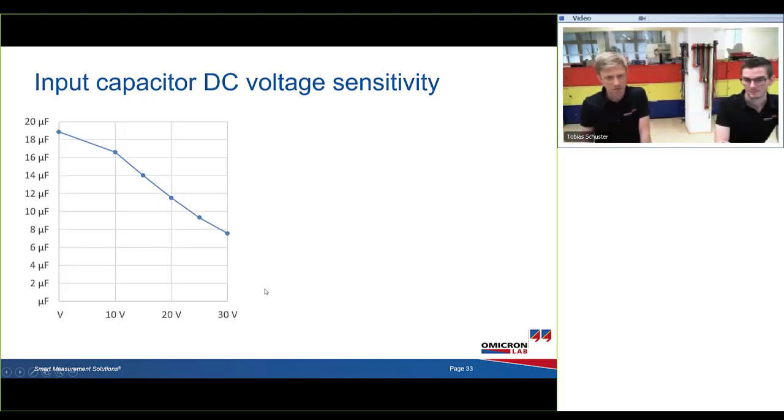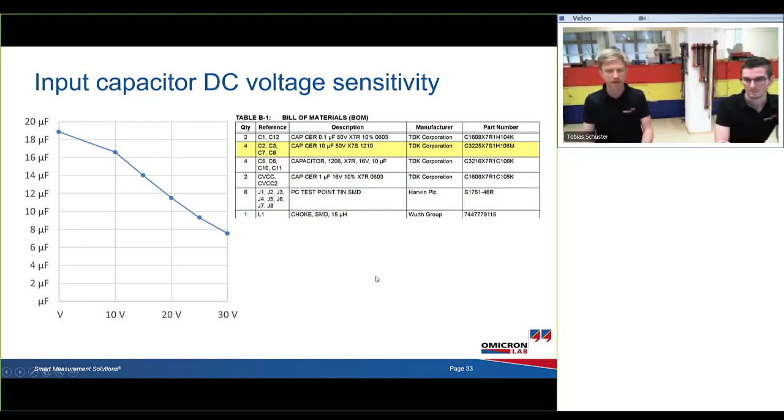So if you plot that on the x-axis the voltage and on the y-axis the capacitance, you will see the typical degrading, or the DC sensitivity of a ceramic capacitor. In this case it was a ceramic 10 microfarad, 50 volts, 1210 form, and an X7S ceramic.